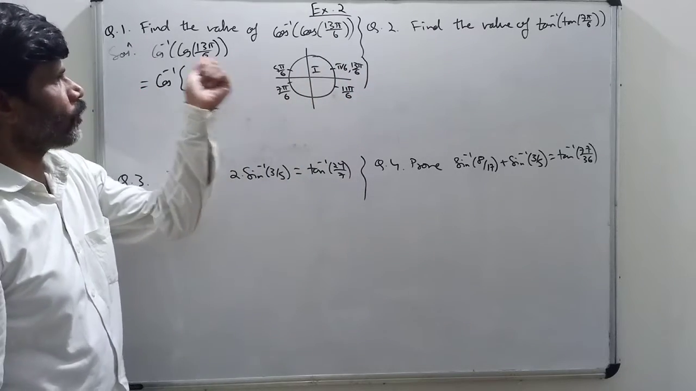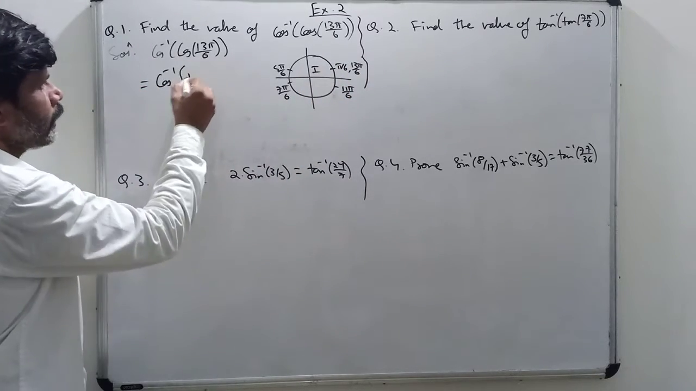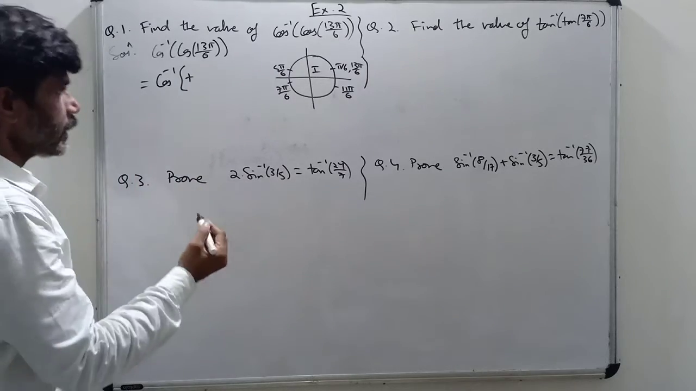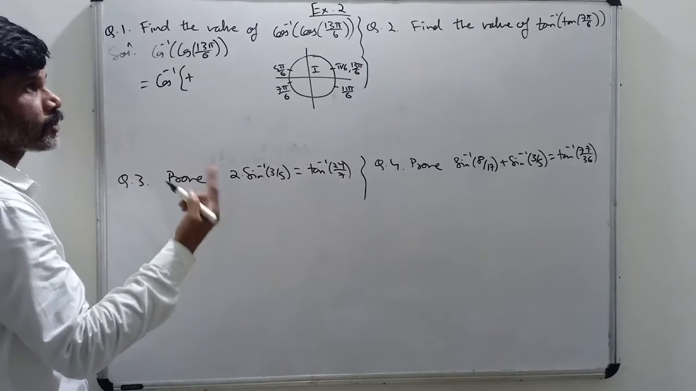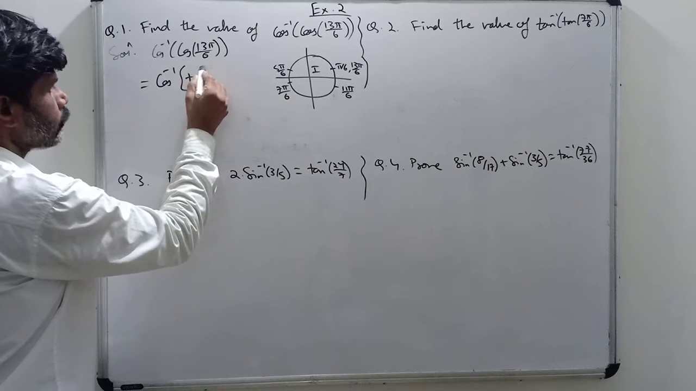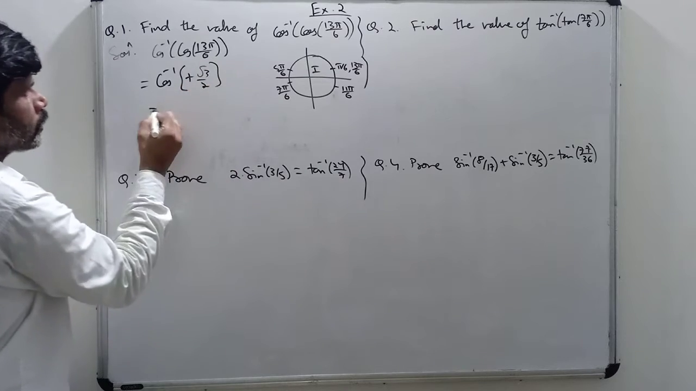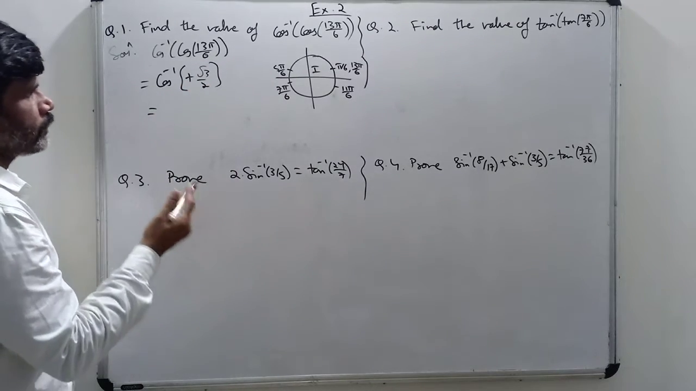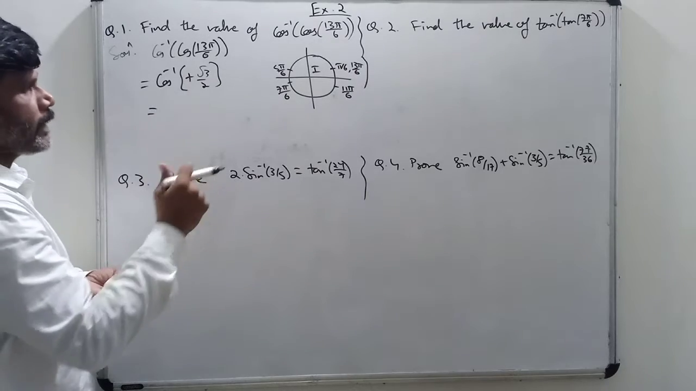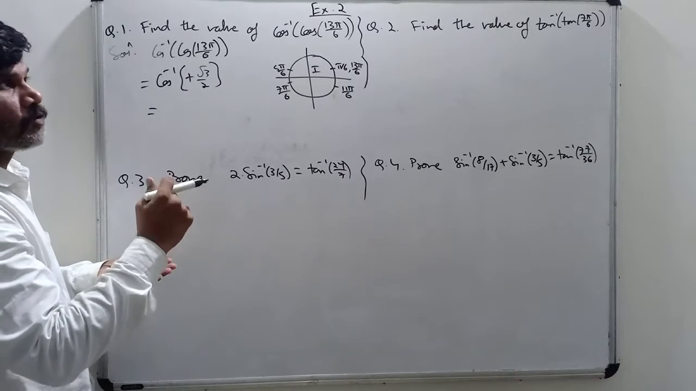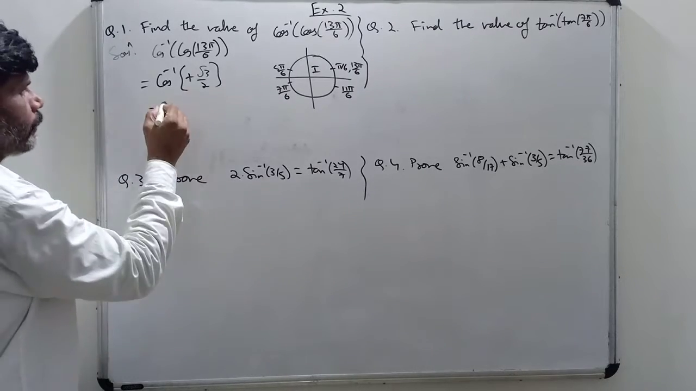So the value of cos 13 pi by 6 will be positive and it will be the same as cos pi by 6. What is the value of cos pi by 6? That is cos 30 degrees, which is sin 60 degrees, root 3 by 2. Now cos inverse of root 3 by 2. You know cos of pi by 6 gives root 3 by 2. So cos inverse of root 3 by 2 will be pi by 6.